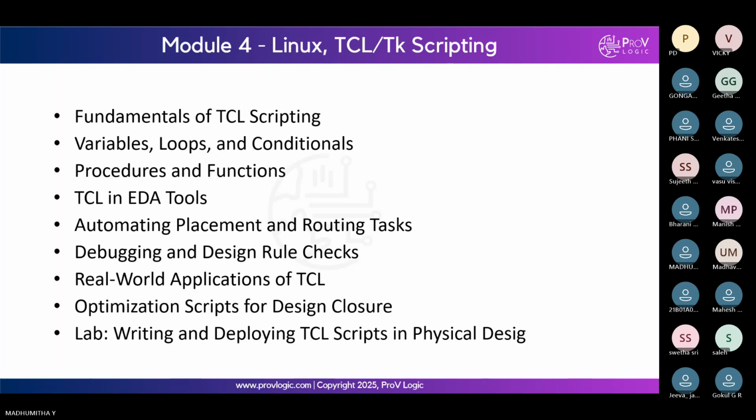How does Tcl scripting differ from Perl scripting? I have not used Perl scripting, so I have to look into this question. I will look into it and add the answer in the WhatsApp group chat. So far I have used only Tcl scripting and not Perl scripting, so I don't think me answering at this point will be right.